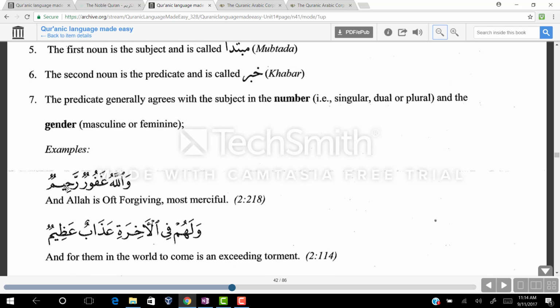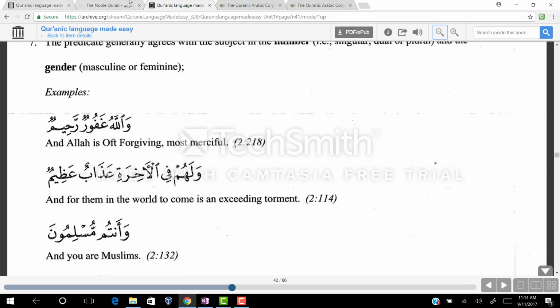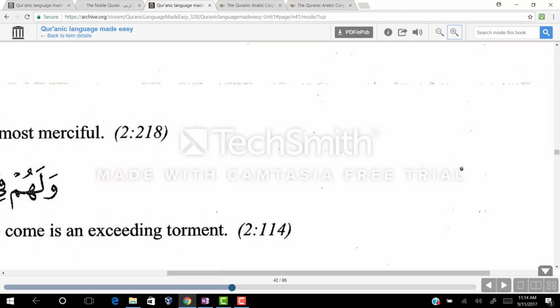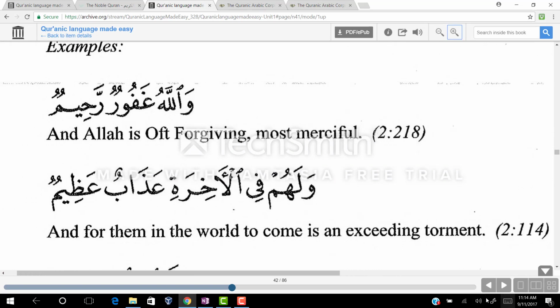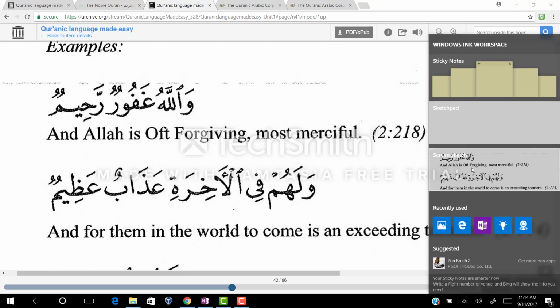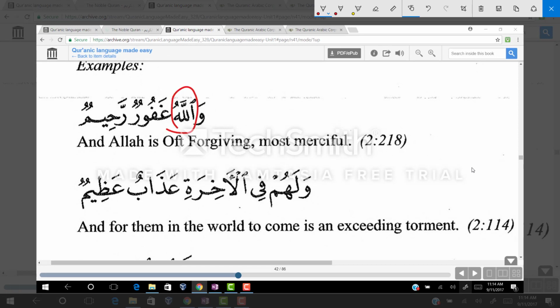Wallahu ghafurur rahimun. And Allah is oft forgiving and most merciful. So what is the mubtada here and what is the khabar? Allahu is the mubtada. It is a marifa noun because it starts with al and it is Allah's proper name. That's why it's marifa. Allah is the mubtada, or the subject of the sentence here, and ghafurur rahimun, oft forgiving, most merciful, this whole thing is the khabar here.